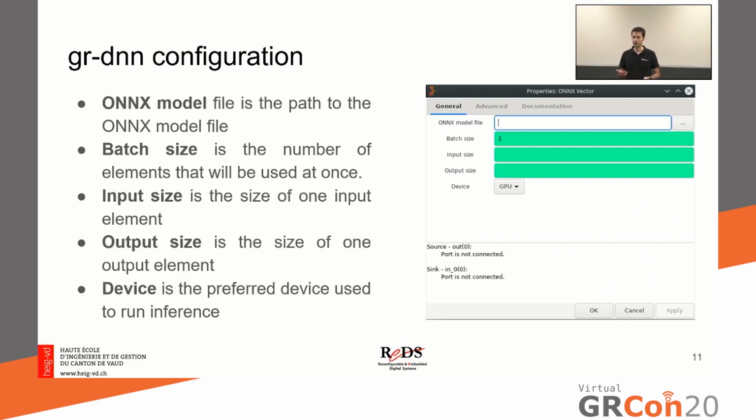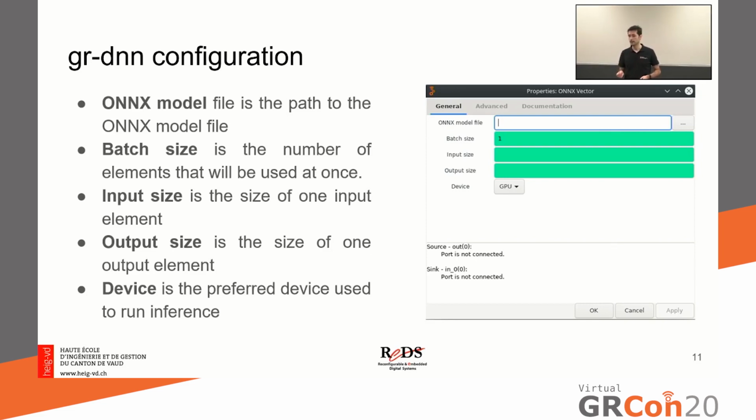So basically, to configure our gr-dnn block, you have to provide the ONNX model, of course. Then you will have to configure the batch size, which is the number of elements that will be used at once to run inference. This is to alleviate one of the problems of moving data around, for example, between an SDR device and, if you chose to use the GPU for inference, the GPU. It will be more efficient if you move data in chunks of elements at the same time. So this is the batch size.